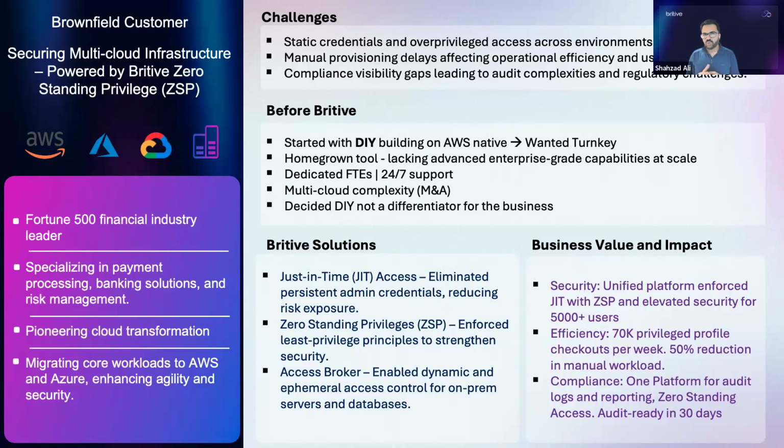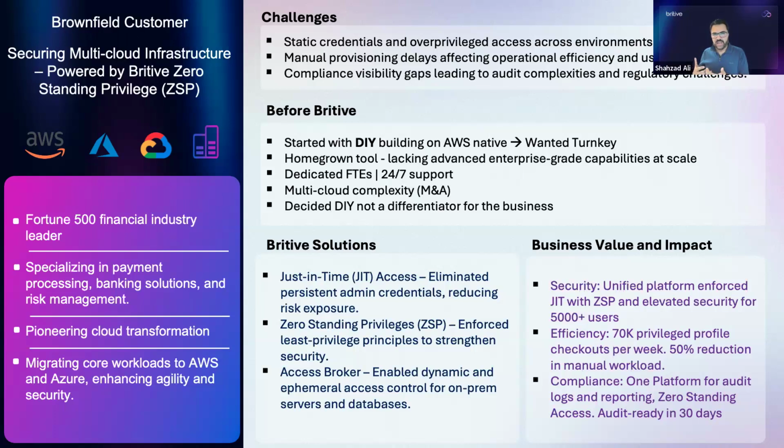The main challenge for them, I would say, was the static credentials and over-privileged access across environments. The way they started, they began building a homegrown tool for AWS, and they quickly noticed that it was causing a lot of issues. Why? Because the tool was built for AWS, but they realized that they also wanted to extend some of the workload to Azure. And obviously this tool is not going to work there. They had dedicated full-time resources to support this tool, and that is also taking cycles from the important resources they had.